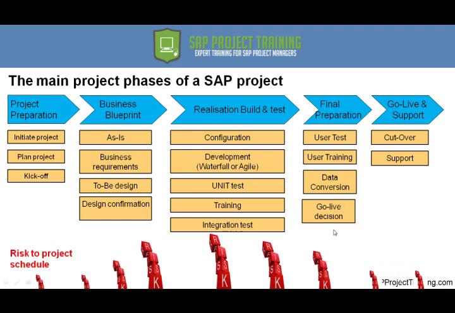Final preparation, again, there are unknown risks in terms of especially data conversion and unit testing, but it is less. And as we go into go live and support, now we already decided to go live and the risk picture drops. So with these project phases, these activities, and this risk picture, let's look at what we can do to accelerate our project and bring down that risk.